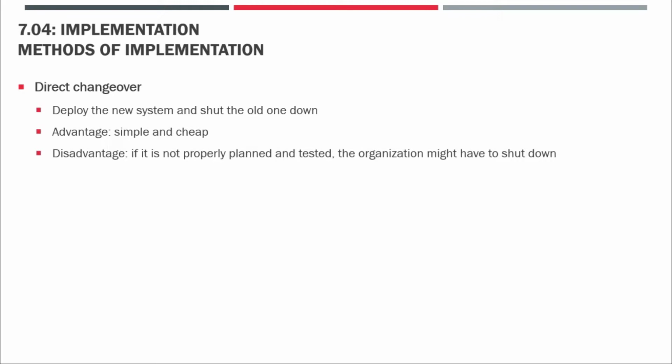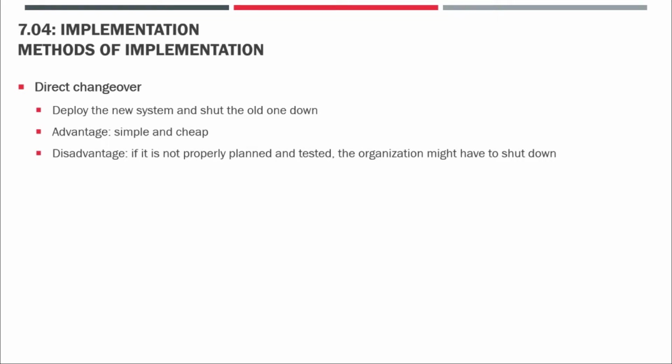And there's a very nice table on page 142. You can check that out. The objectives of this specific section were to be able to describe each of these implementations. What is direct changeover? What is parallel? And also be able to lay out the advantages and disadvantages.